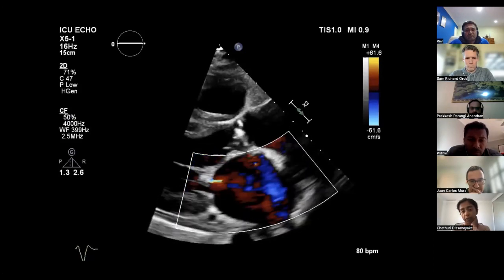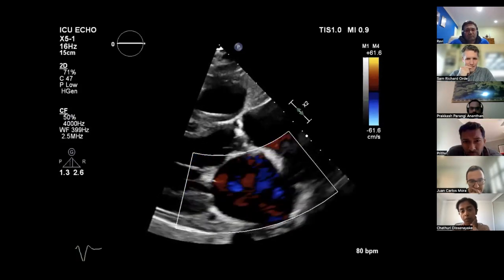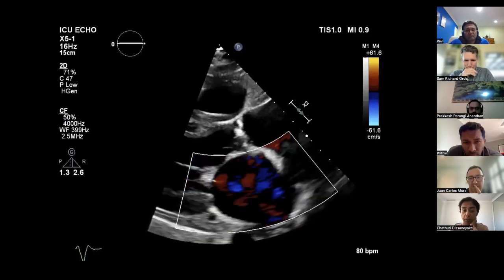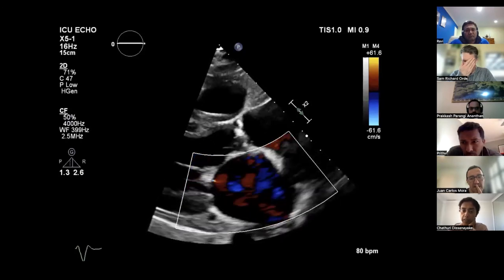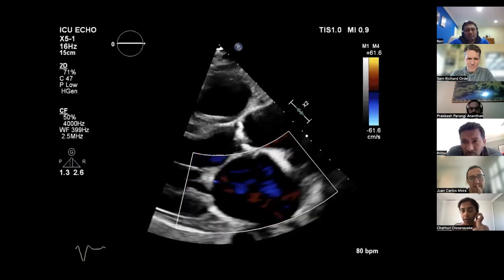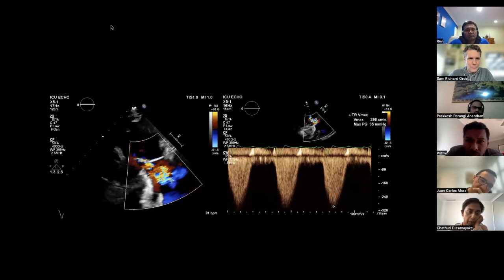There is mitral regurgitation, a central jet, which looks on color Doppler to be moderate in nature at worst. It doesn't appear to hit the wall. The left atrium is severely dilated. So where am I now?